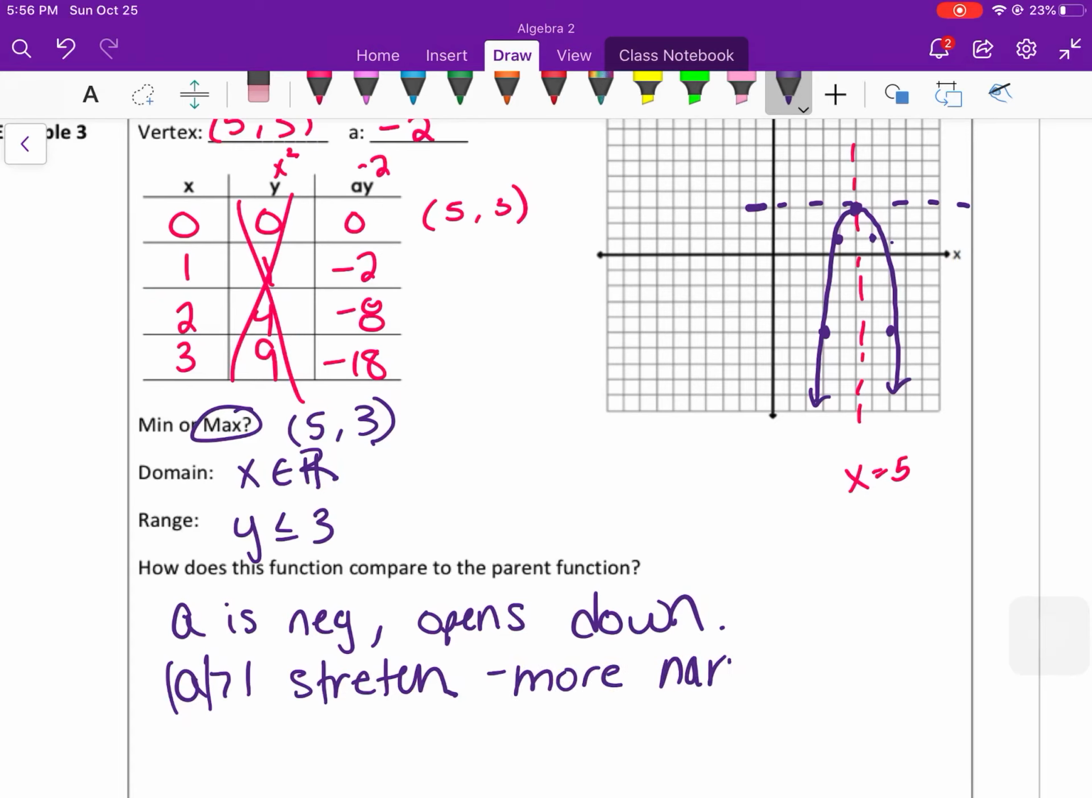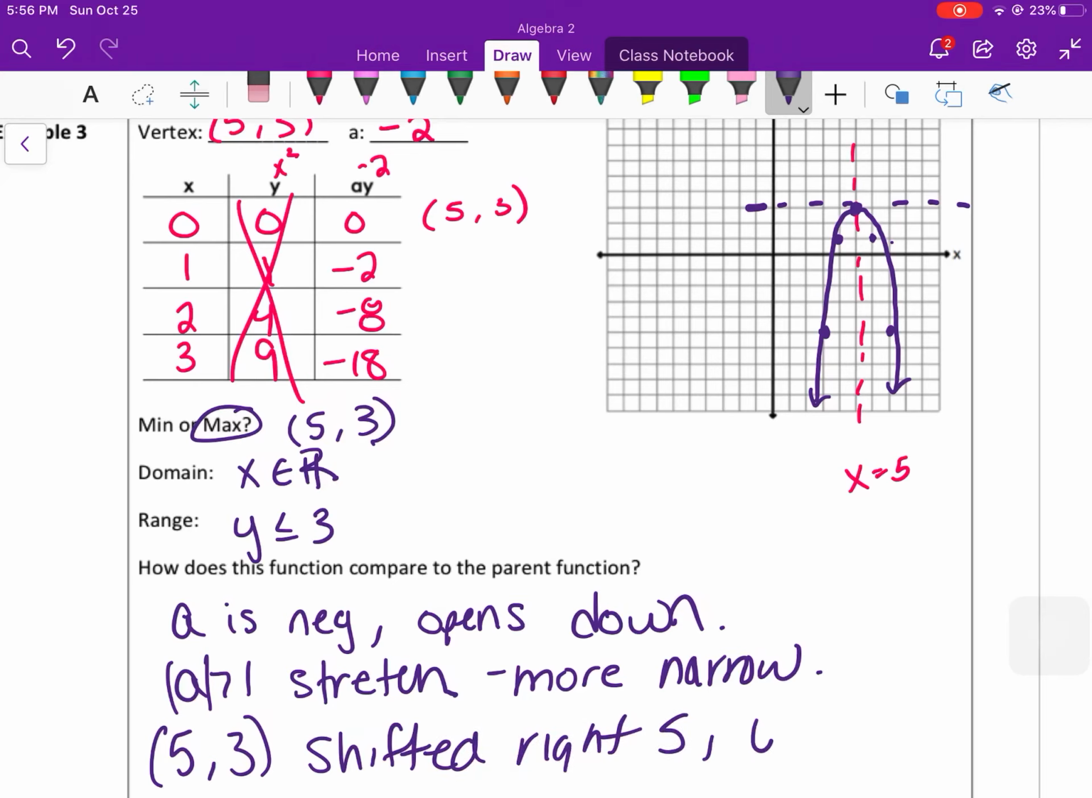The vertex is at 5, 3, which means that it was shifted to the right 5 and then up 3. So from 0, 0, I went to the right 5 and then up 3 when I graphed the vertex. So that's the shift.